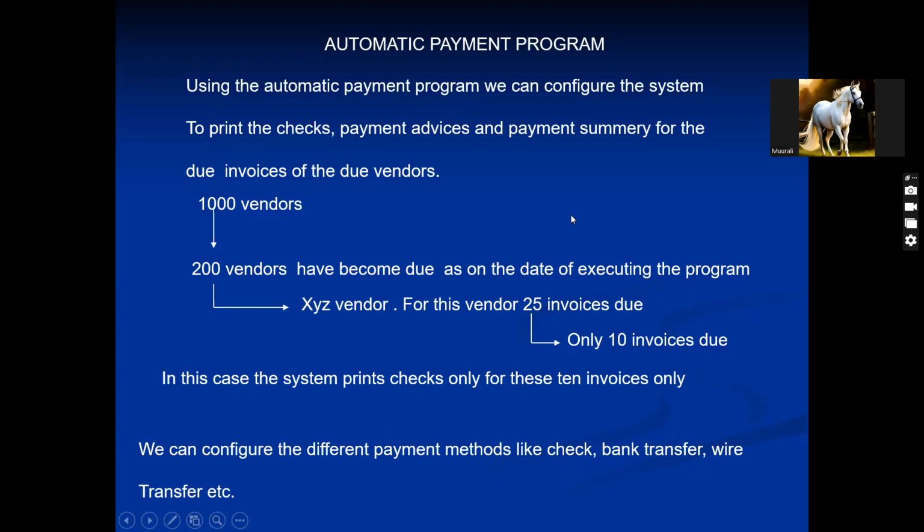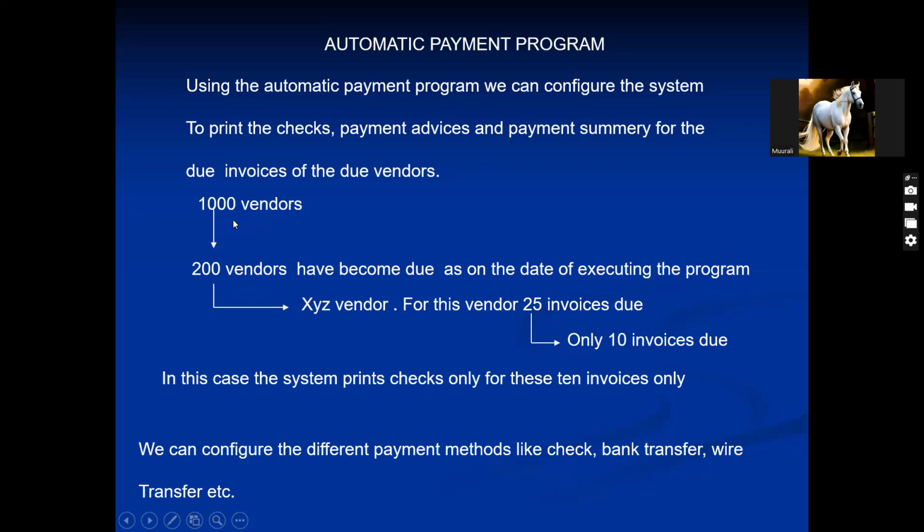Using the automatic payment program, we can configure the system to print the check, payment advice, and payment summary for the due invoices, the due vendors. So here, the third line is saying due invoices or due vendors. We are not saying all invoices, all the vendors.